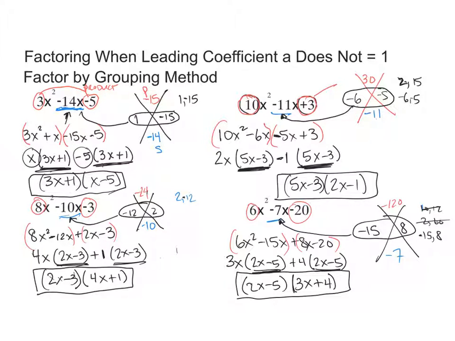That's the factor by grouping method. There are other methods. Take a look at the other videos I have posted. You'll see different methods besides grouping.